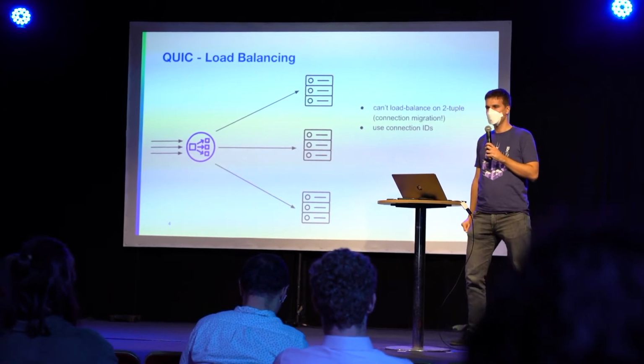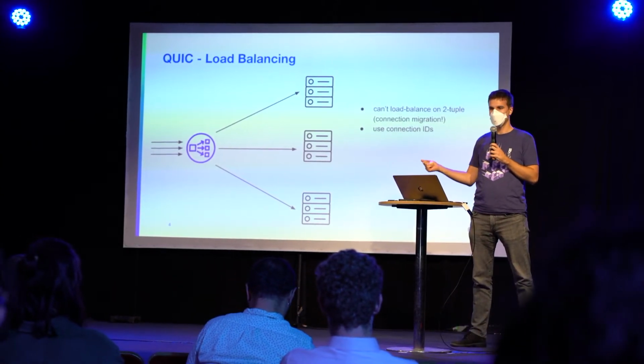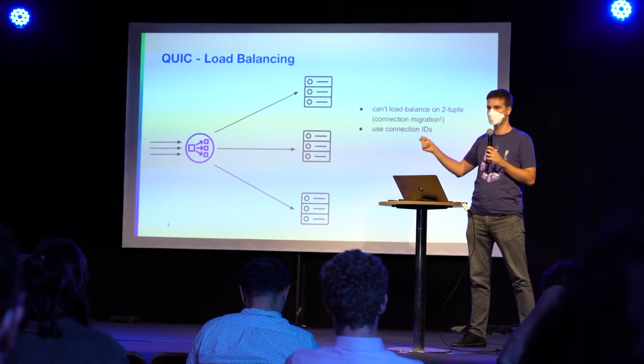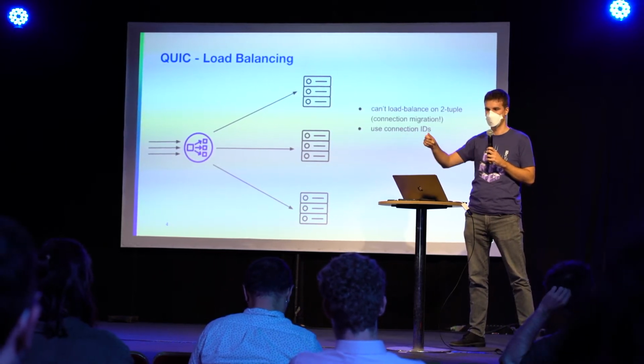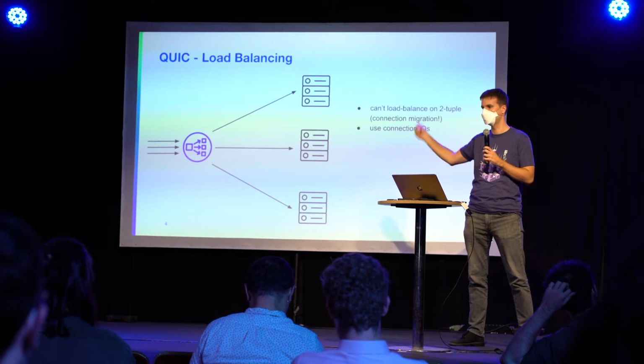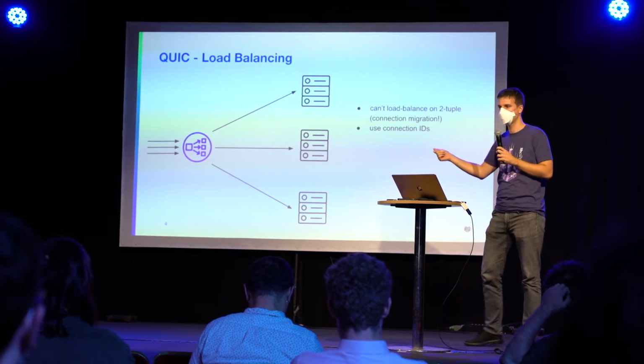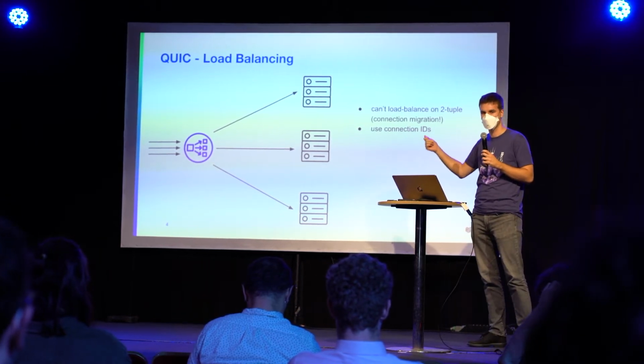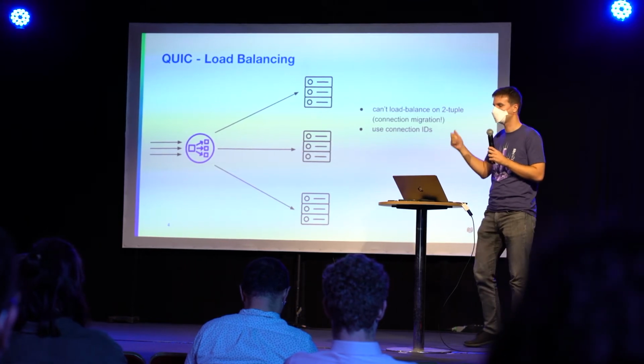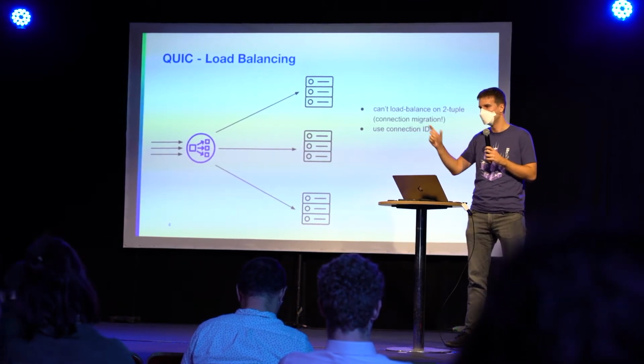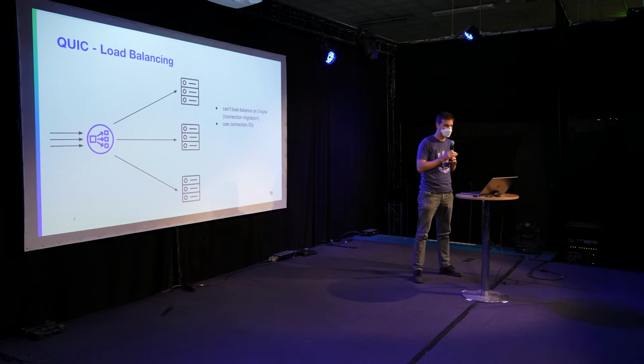So in the TCP world, this is pretty easy because a TCP connection is defined by the two endpoints, IP address and port on the one side and the other side. But in QUIC, that doesn't hold anymore, right? We have connection migration. So we can't just look at the IP address and then do some kind of hashing to assign a server. Instead, what QUIC does is it uses connection IDs.